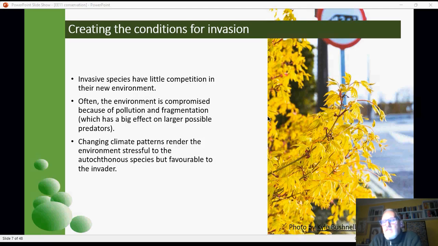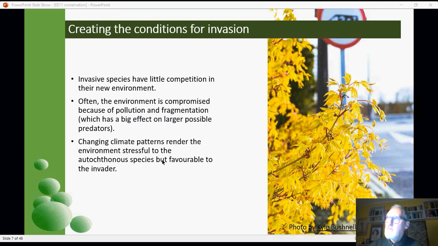If the environment is particularly fragmented or polluted, pollution can have a big toll on the bigger predators, in particular because of the accumulation. I think we talked about bioaccumulation in a previous section. And so you have the bioaccumulation of pollutants in the apex predators. This was what caused big problems for birds of prey in the US and also in Europe.